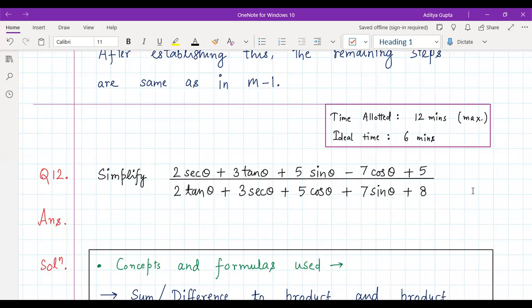The maximum time allotted for this question would be 12 minutes, and ideally you should try to do it within 6 minutes. You can pause the video, give the question a try, then return back to have a look at the solution. I hope you all have tried. Now let's see how to solve the question.